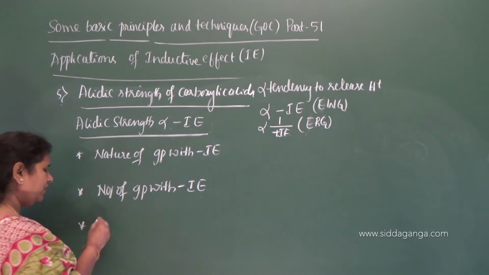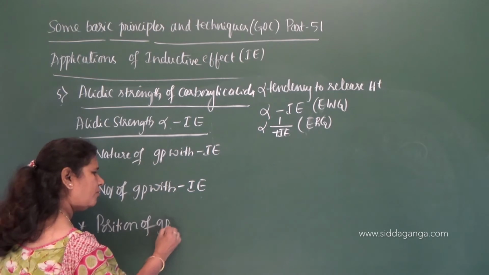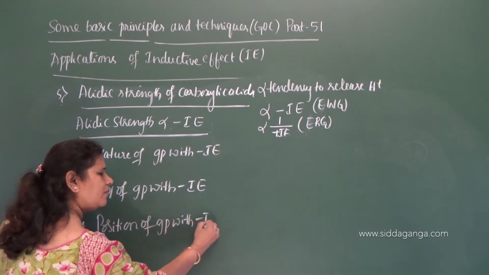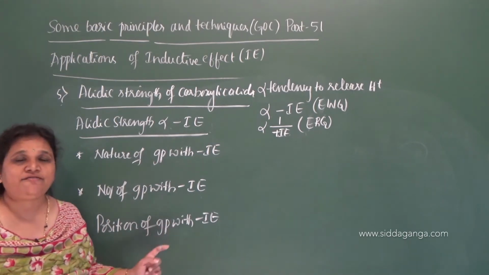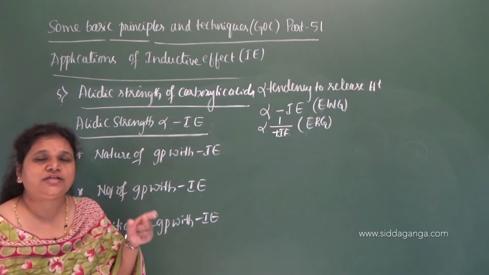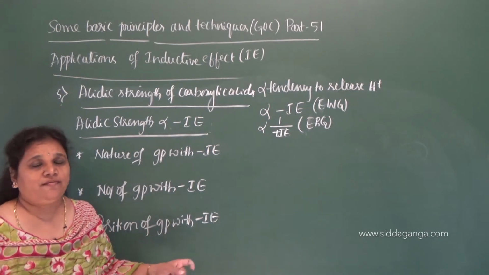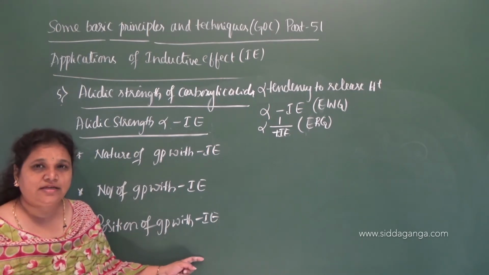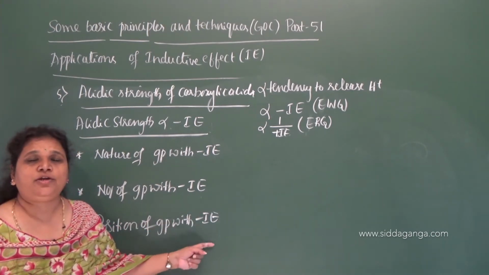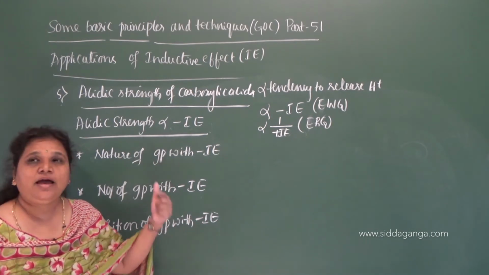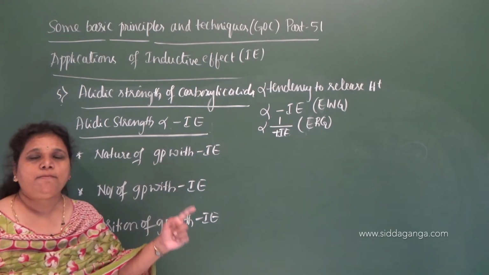Now, what about the third one? Third one is the position of the group with minus I effect. Where the group with minus I effect is present, whether it is near to the COOH group or away. If it is very near to the COOH group, then its effect is more, then the acidic strength increases. If it is away from the COOH group, then the magnitude of minus I effect is less, and thereby acidic strength decreases. So therefore it depends on the position of the group with minus I effect.